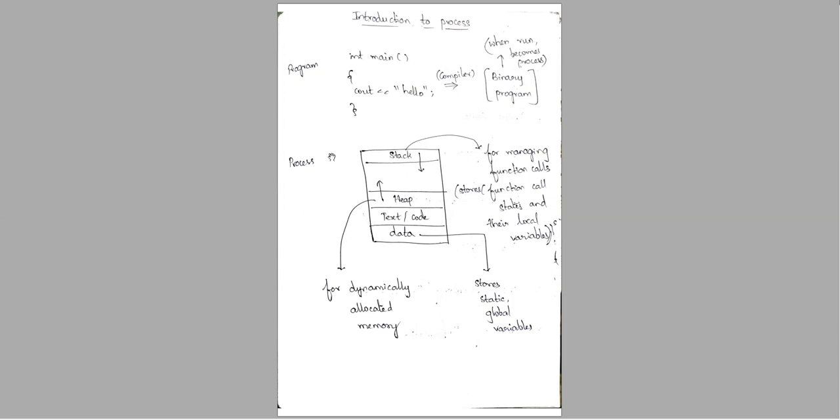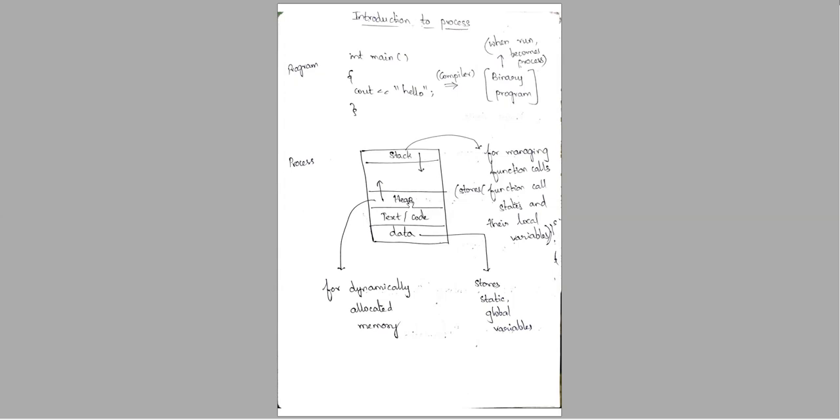Now we will see the structure of a process. This is the structure of a process. A process has the following components: stack, heap, text or code, and data. Coming from the bottom, data. This stores static and global variables. In our programs we use static and global variables, right? So those are stored in this data part.